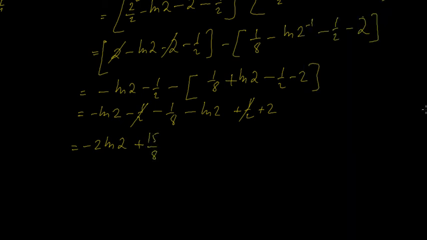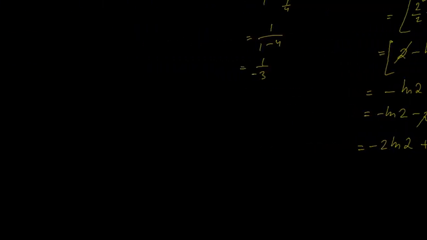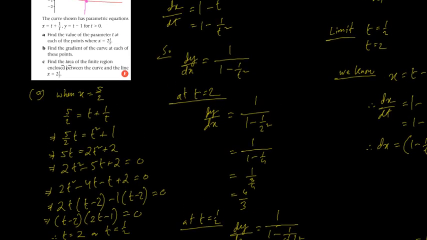Now the answer is supposed to be in exact form or decimal. The question says find the area of the finite triangle. They didn't mention which form, so this is the sum.